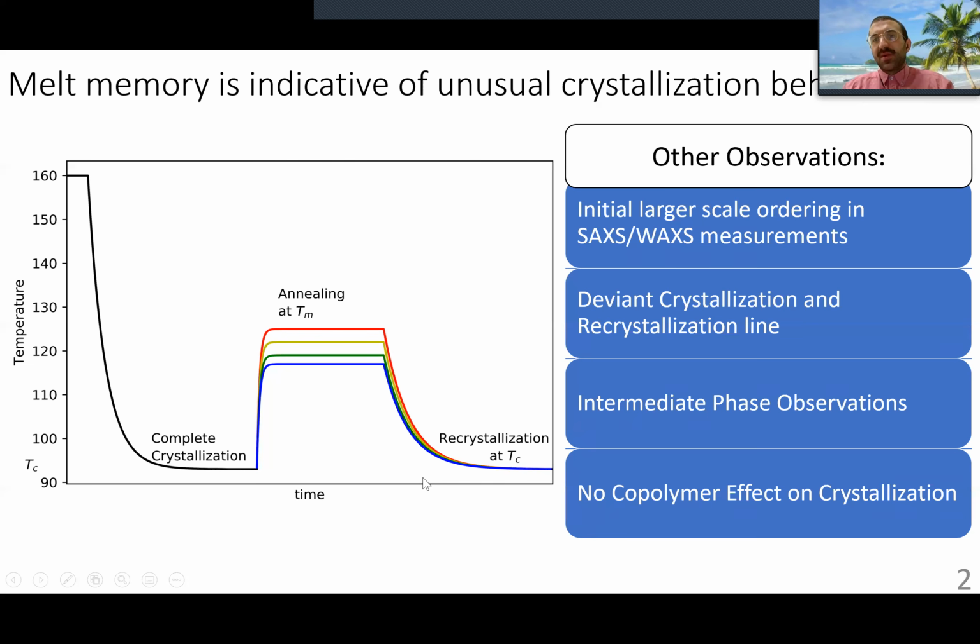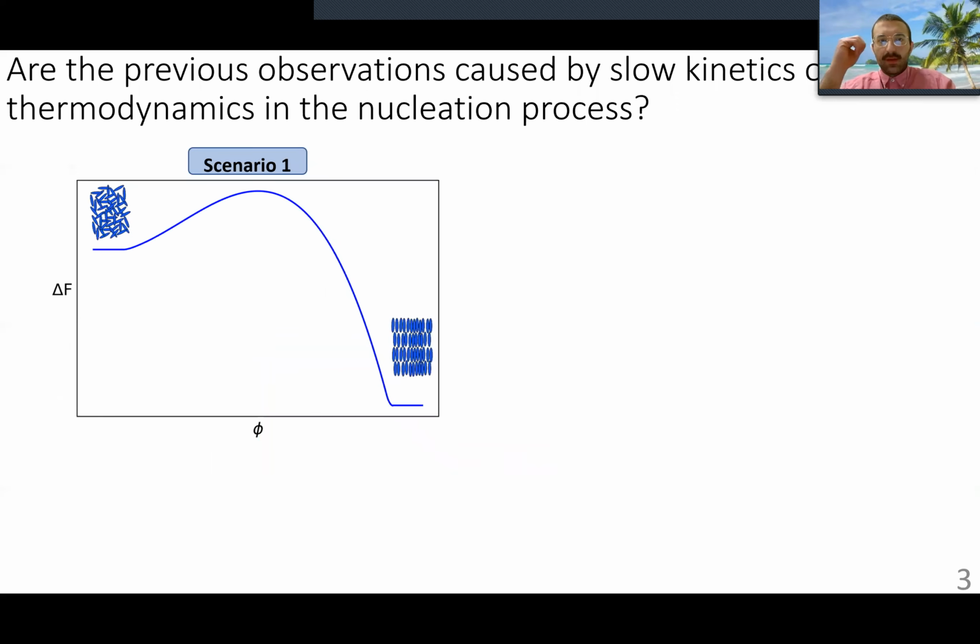And this problem that you see in front of you is indicative of deviations from classical models, but there are other observations that we believe show the same kind of behavior, like intermediate phase observations and initial larger scale ordering in SAXS and WAXS measurements. So why is this happening? Is this a matter of slow kinetics that is maybe causing our system to evolve differently and giving rise to these different frozen morphologies? Or is it some sort of thermodynamic phenomenon that is playing a role here in causing the differences in morphology based on different melting temperatures?